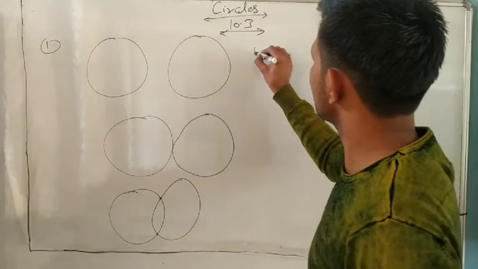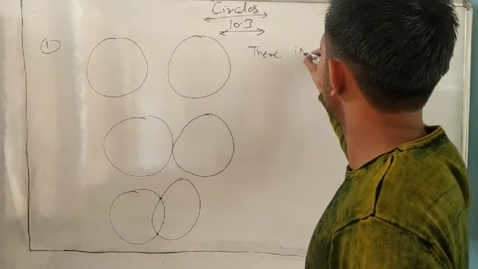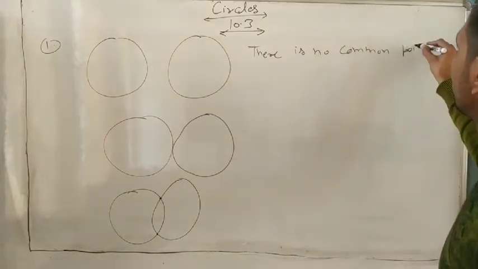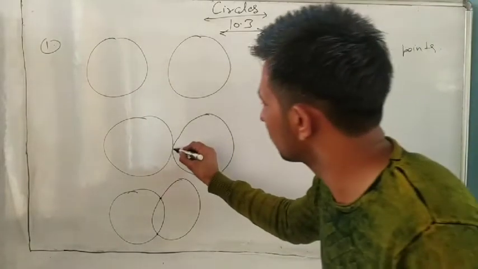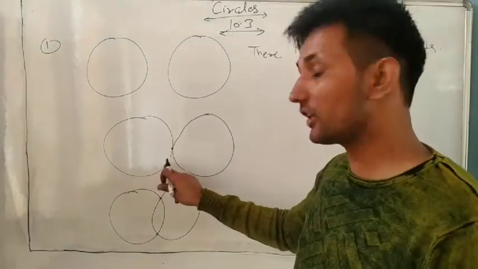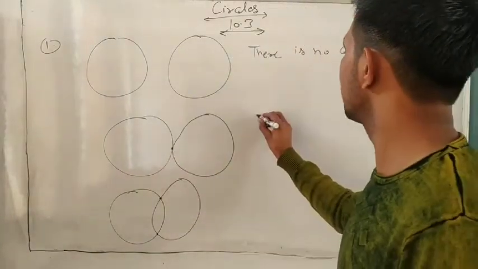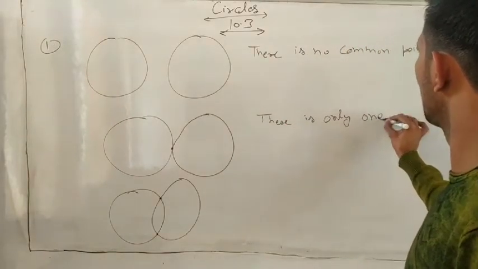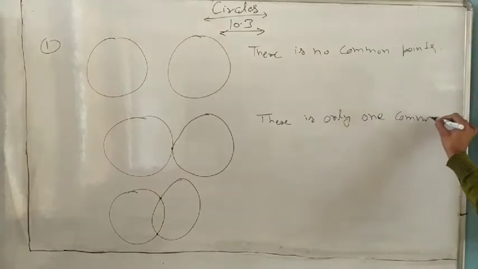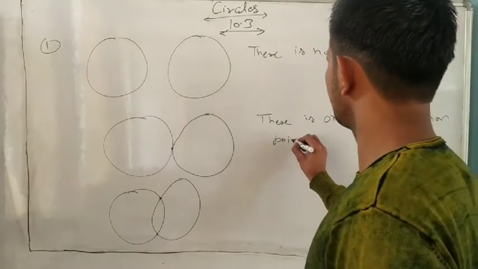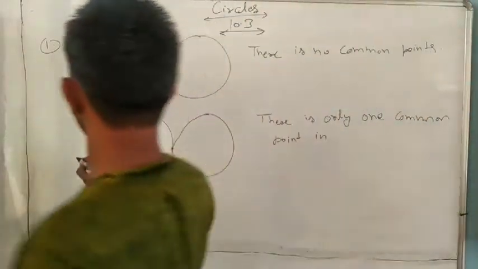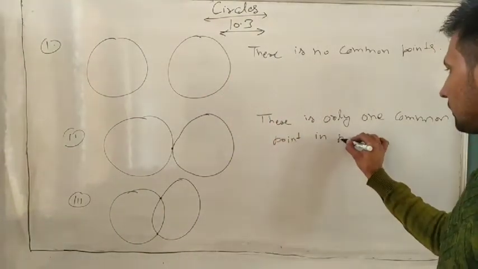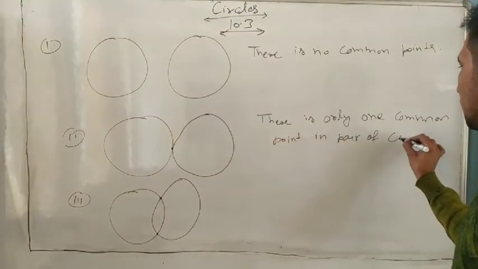So, there is no common point here. And here, how many points? Only one common, because they touch outside at only a single point. So there is only one common point. This is the first part, second part, and third part in pairs of circles.